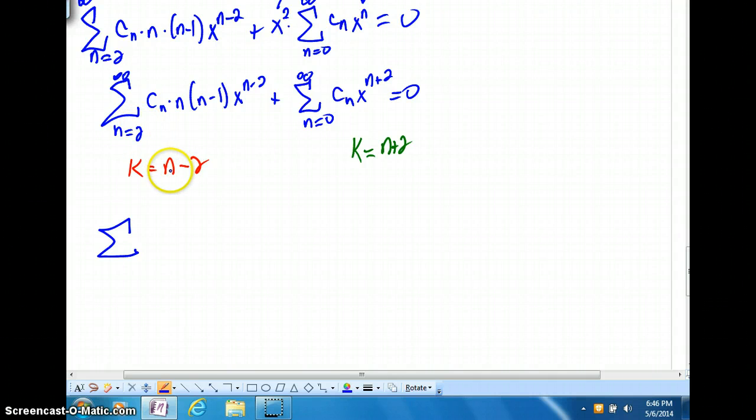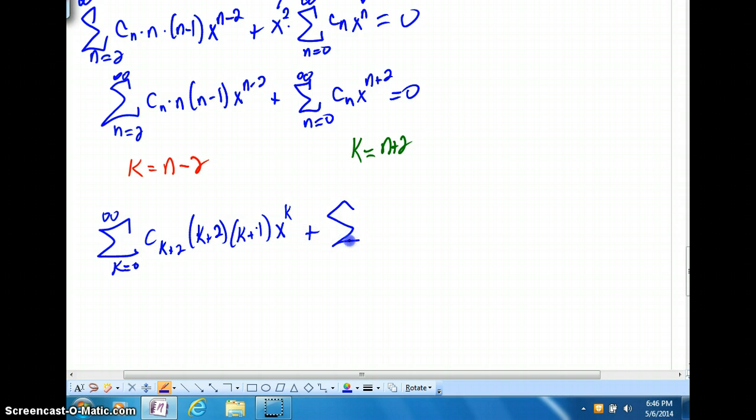If n's equal to 2, plug 2 into this substitution, you'd get k equals 0. N itself would be k plus 2, so this is c sub k plus 2. And then n, like I said, was k plus 2. N minus 1 would be 1 smaller than that quantity, so that would be k plus 1. And n minus 2, that's the whole reason for this substitution. We'll have x to the k.